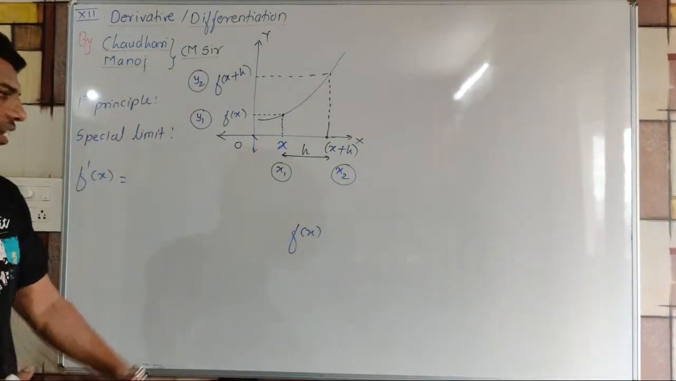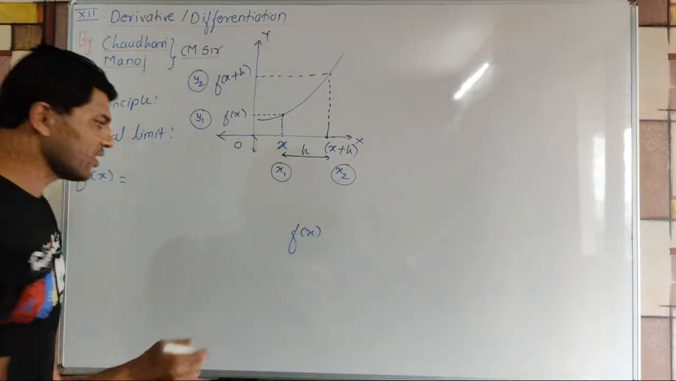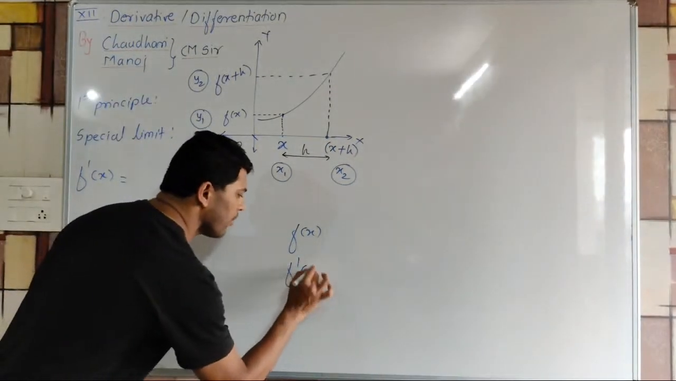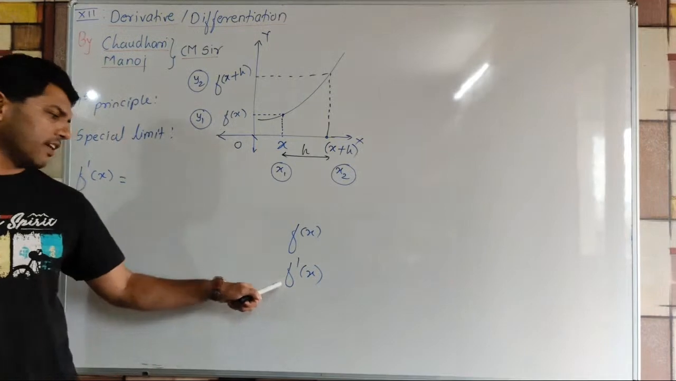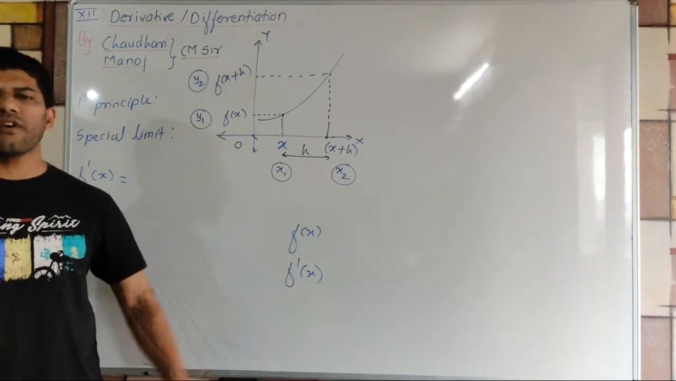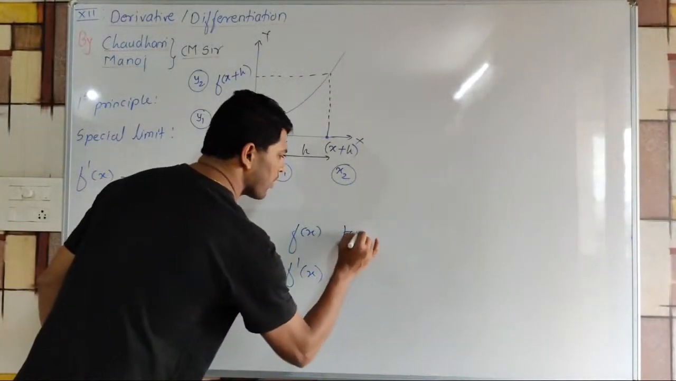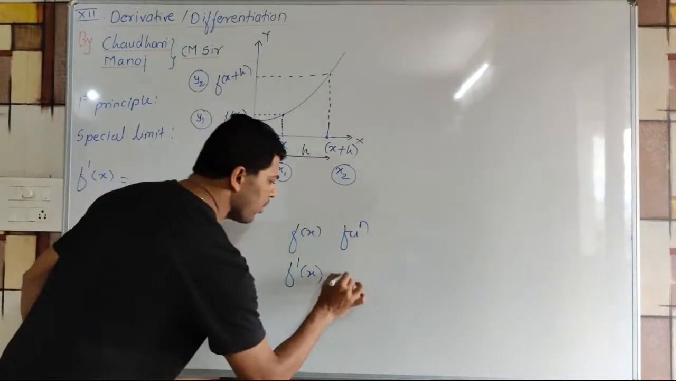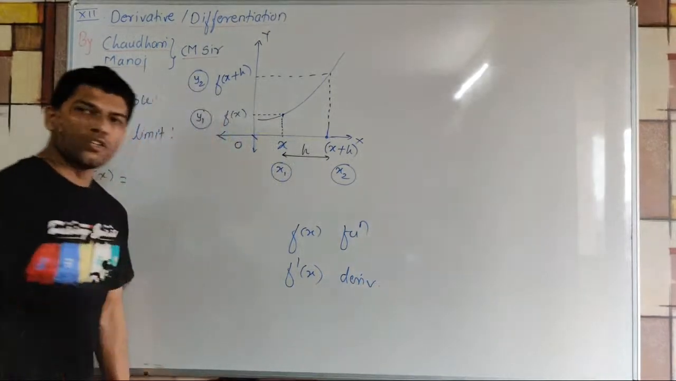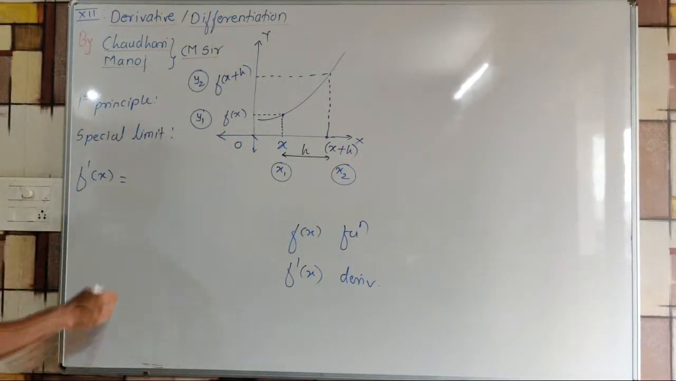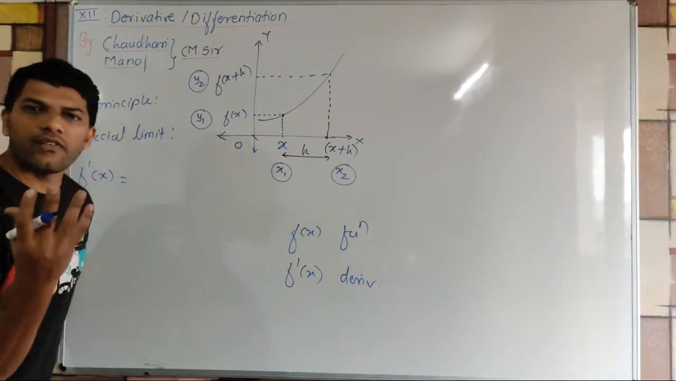Maths is a symbolic language. So we say f of x is a function. But if you want to represent a derivative, represent it as f dash of x. So this is the symbol for the function, and this is the symbol for the derivative. Right?